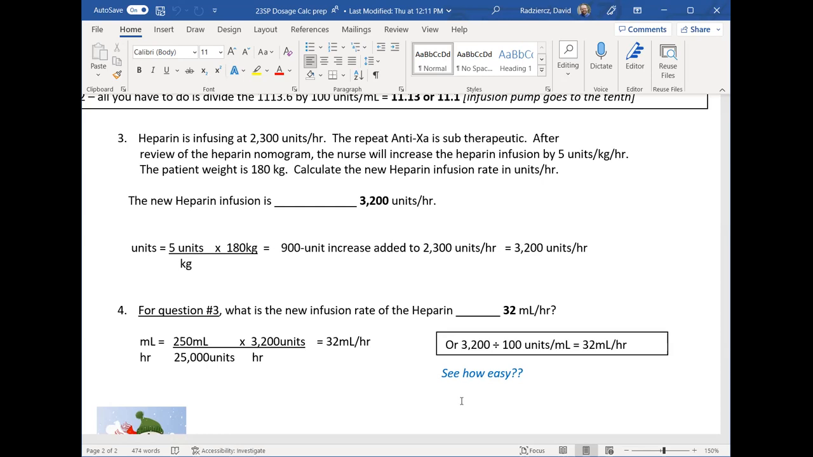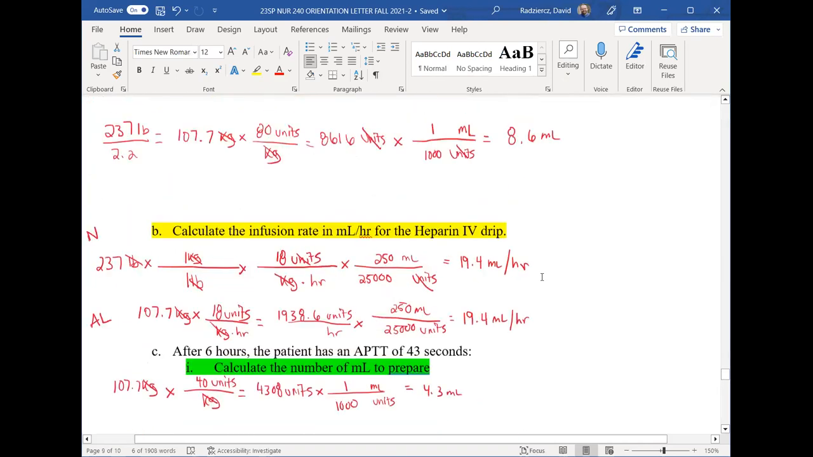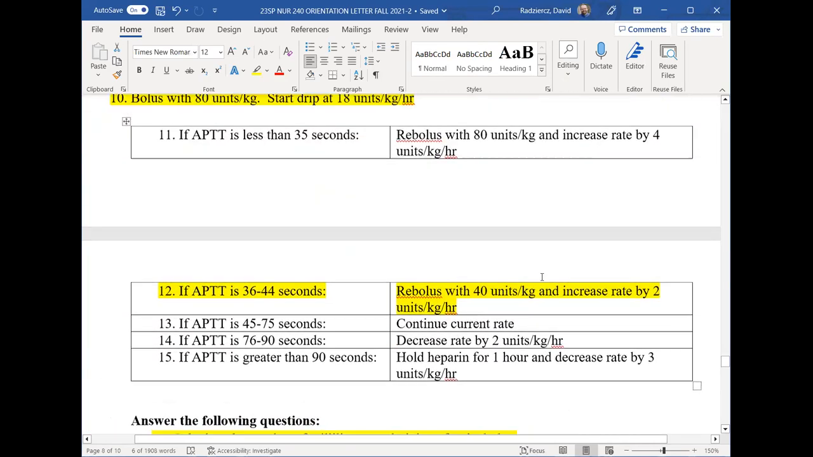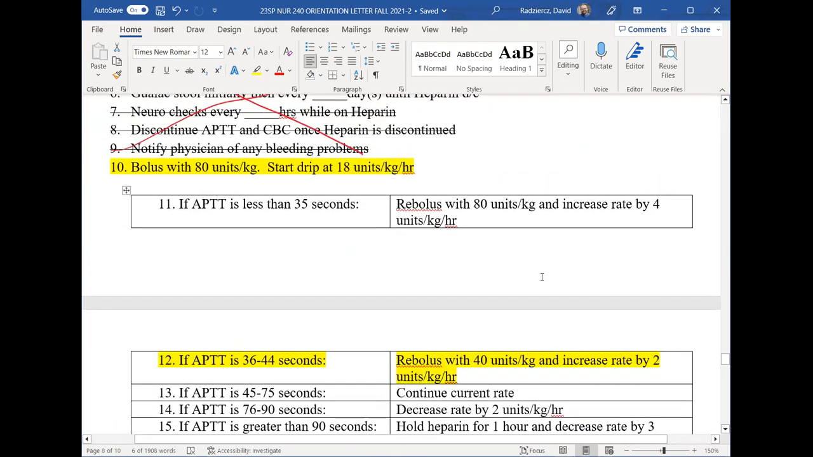So, all right. Are there any other questions for 240? If so, just type them in the chat or just unmute. Let me know. Usually 240 is just worried about, at least at Allegheny campus, the heparin protocol, just because you saw it last semester, or you're seeing it again this semester.